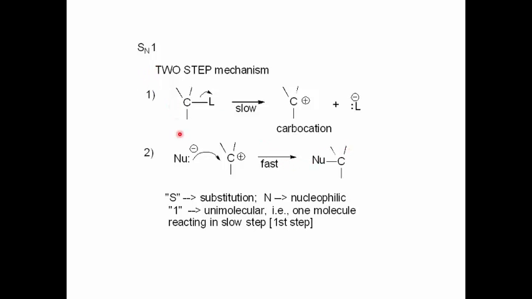Here SN1 refers to the following: S for substitution, N for nucleophilic, and in this case the 1 means unimolecular. That is, in the slow step of the reaction, one molecule and one molecule only reacts. There is no nucleophile reacting here. It's patiently waiting for the carbocation to form, and then in a completely different second step, the nucleophile reacts with the carbocation. Since there's only one molecule reacting in the slow step, this is a unimolecular reaction, one molecule reacting: SN1.